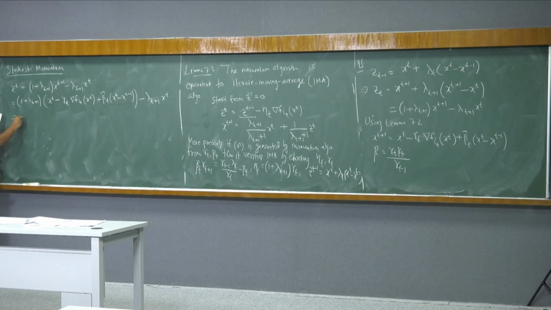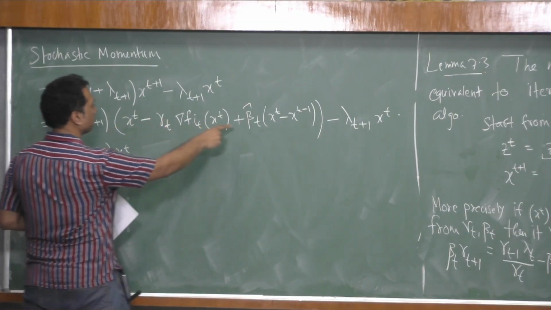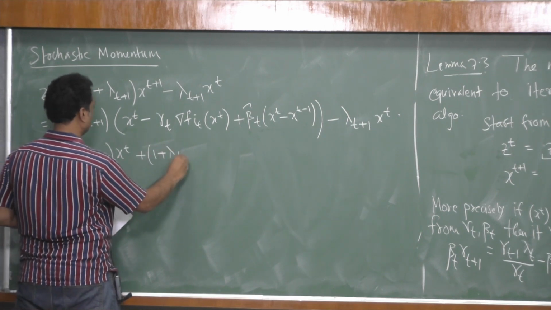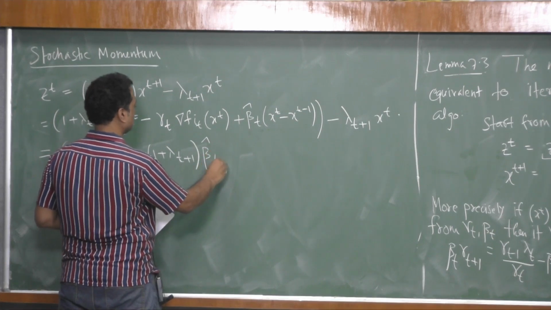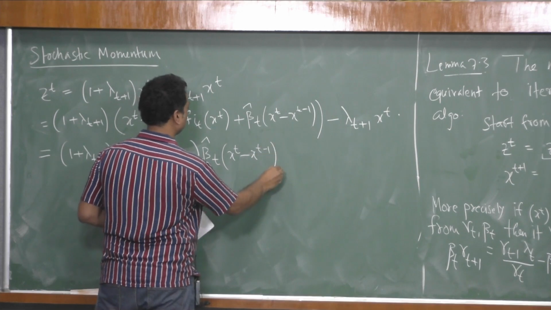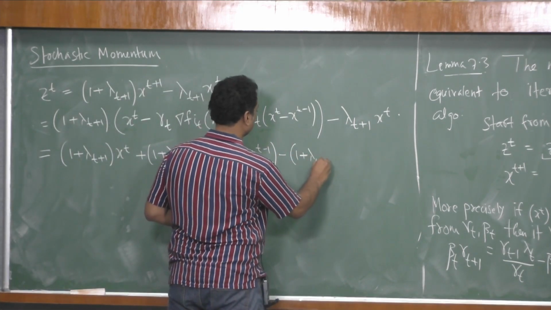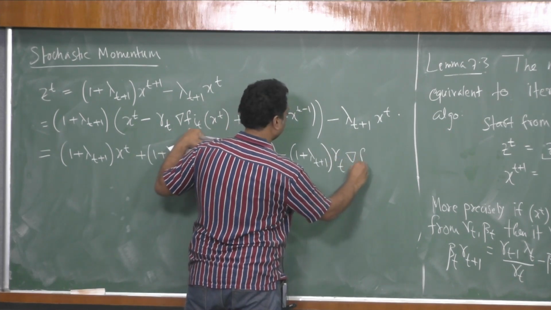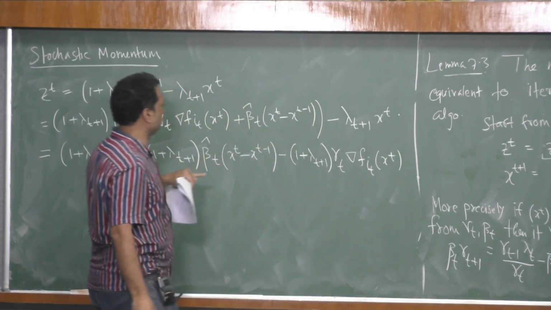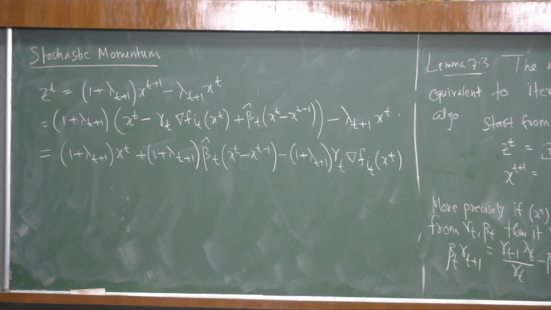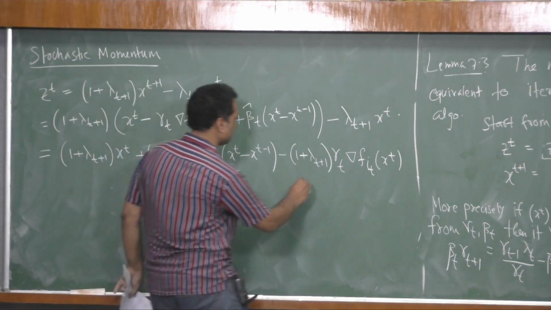So I will do this one more step here, where I have xt, and then I also bring this term here. So plus 1 plus lambda t plus 1, and then beta hat t xt minus 1. Okay, so I have brought these guys, and the remaining term I see is minus 1 plus lambda t plus 1, and then gamma t grad of f I t x t, and then the final term is minus lambda t plus 1 x t, which is also interesting. It seems to get cancelled with this. So I will write it first and then maybe cancel that.